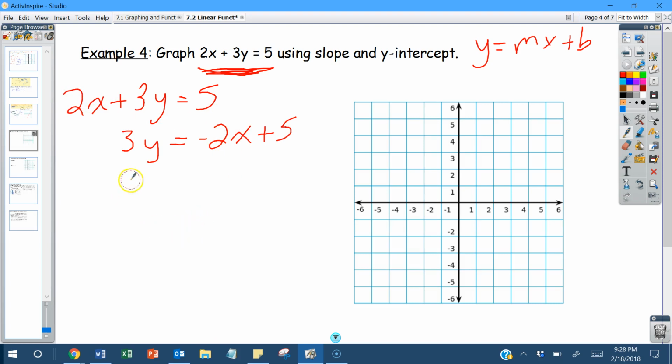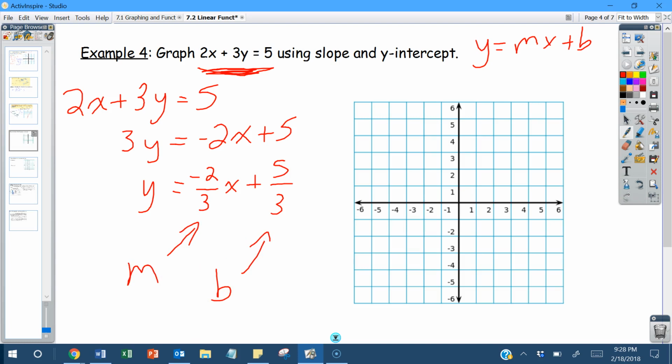And now I want to get y by itself, so I'll divide this by 3. I'll divide all that stuff by 3. I end up with y by itself, and then here I have negative 2 divided by 3 x, and I have 5 divided by 3. So I just divided everything by 3. And now I have slope-intercept form. Do you see it? There's the m there, and there's the b there.